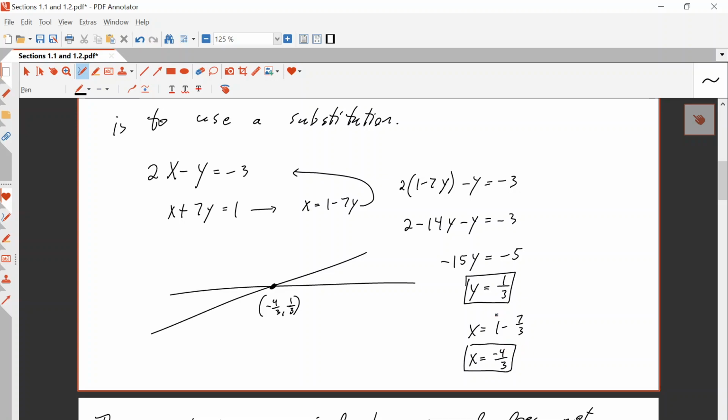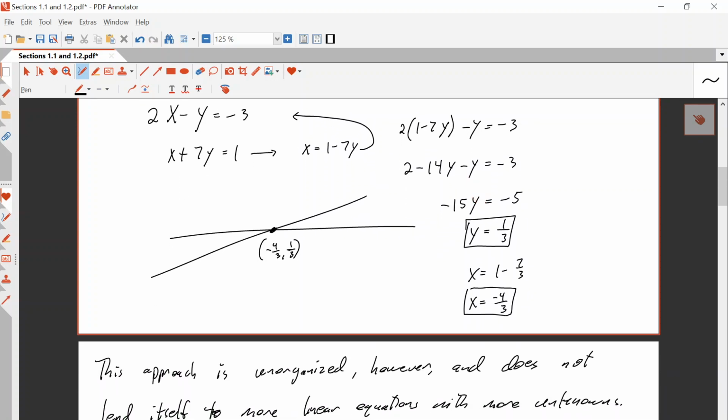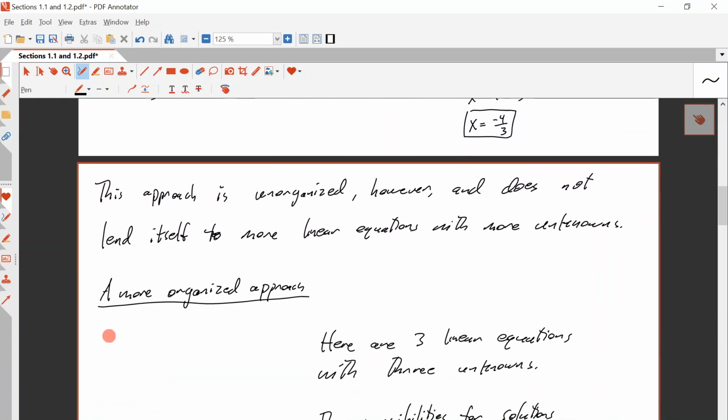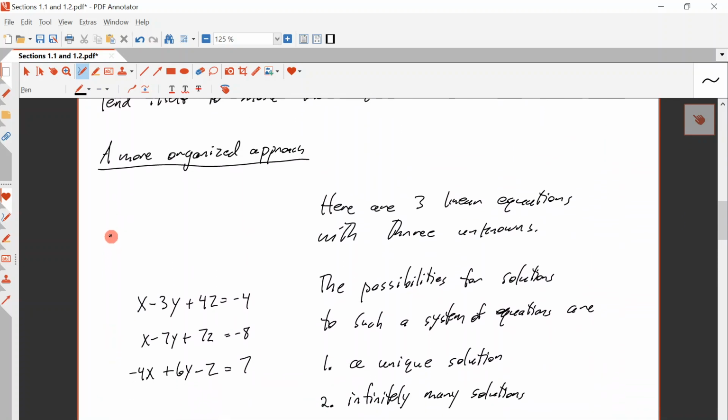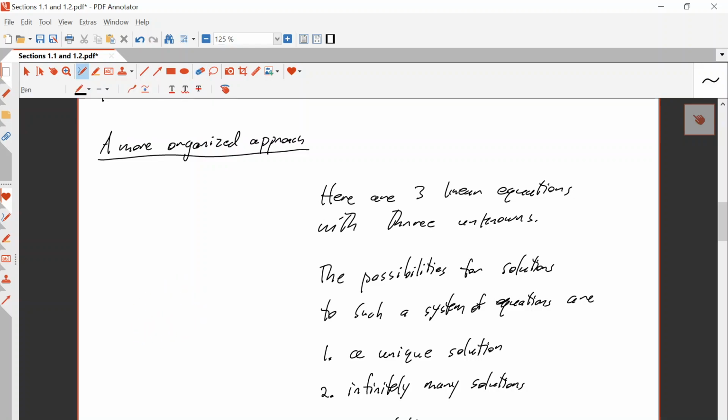This approach is fine when you're just dealing with two equations and two unknowns. However, it's unorganized, and it doesn't lend itself to 3 equations and 3 unknowns, 4 equations and 4 unknowns, or 4 equations and 5 unknowns. I mean, we need a more organized approach. And the more organized approach, often known as Gaussian elimination, goes basically like this. Let's take an example.